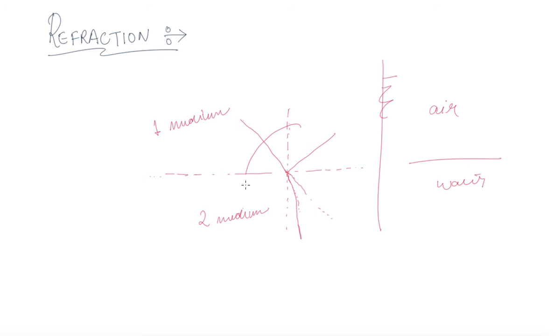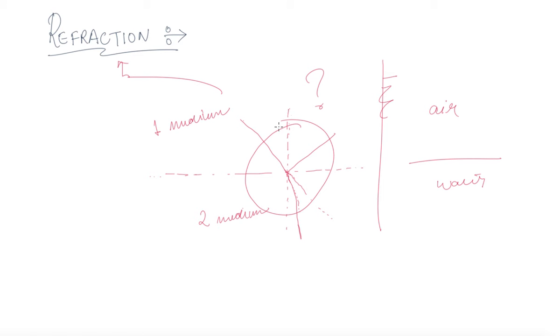So why is this so? This is the question. And this particular phenomenon is known as refraction. So you can understand refraction as when light from one medium passes on to another medium, it changes its angle from the normal. That phenomenon is known as refraction.